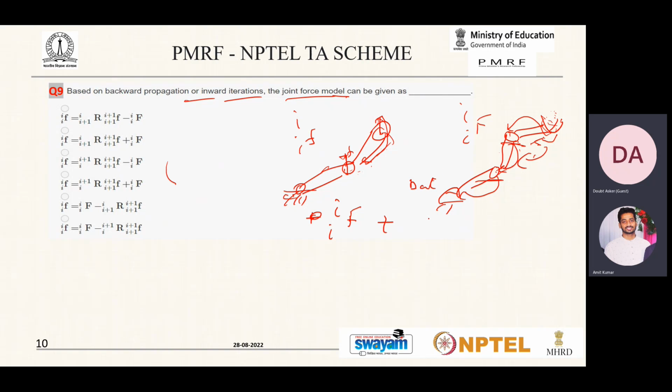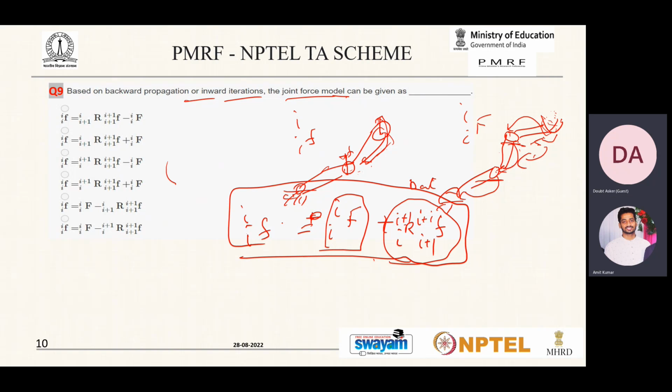Suppose you have the force on i plus 1 as F i plus 1, and then you have to multiply the rotation, i plus 1 to i, right? So we transfer that force from the i plus 1 frame to the i frame, and we already have F i, the force on the ith frame, in terms of i. This is how you can find the force model for the ith frame or the ith joint based on the force available on the i plus 1.